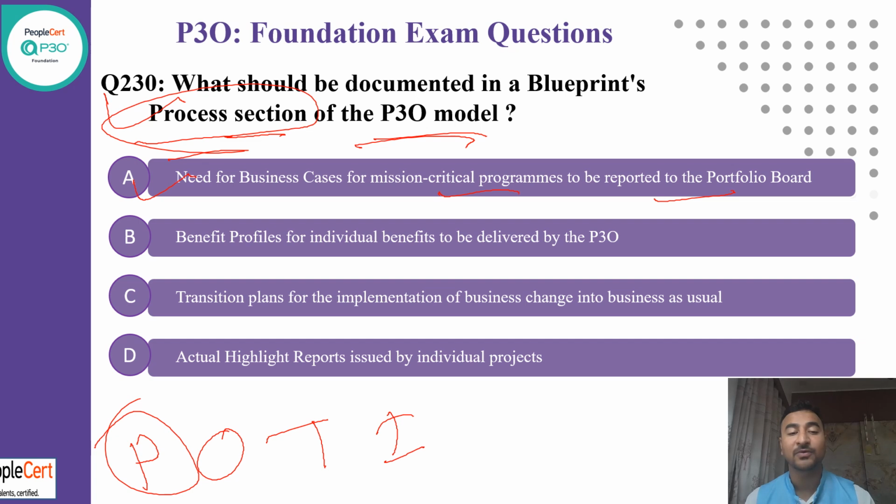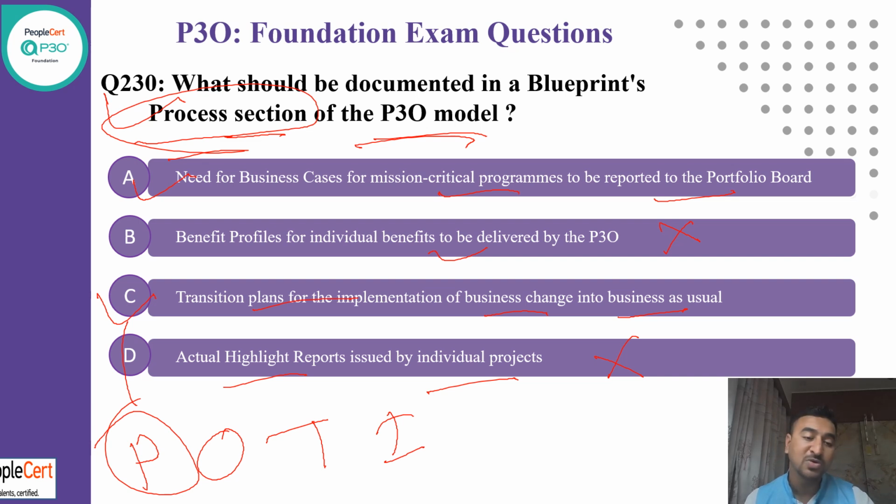Option B, benefit profiles, individual benefits to be delivered by the P3O. That is not the process. Transition plan from implementation of business change into business as usual. That is certainly a process, that again you can draft. That might be correct. Actual highlight report issued by individual project. That is not a process. So I believe there are two processes: need of business case for a mission critical program to be reported to portfolio board, and the transition plan.